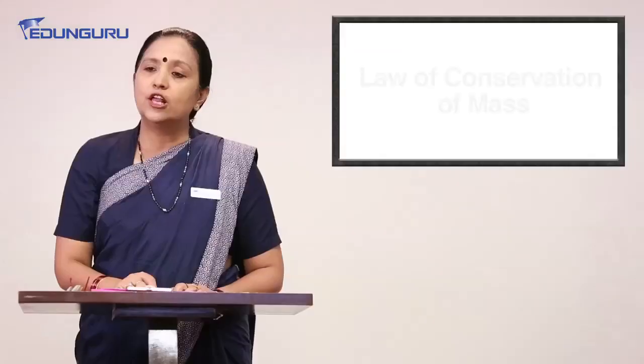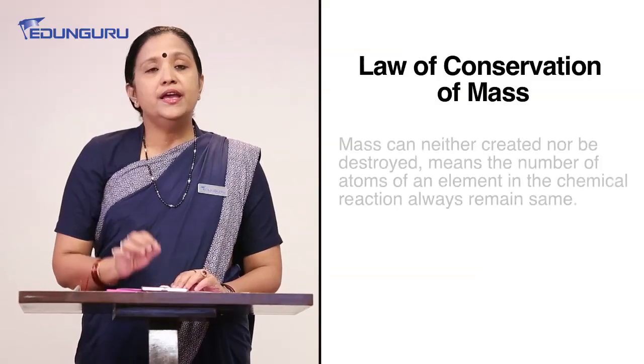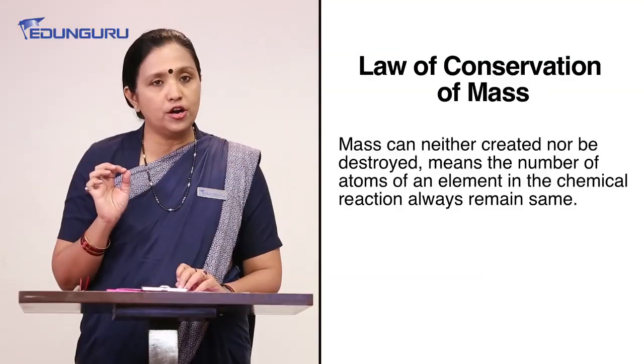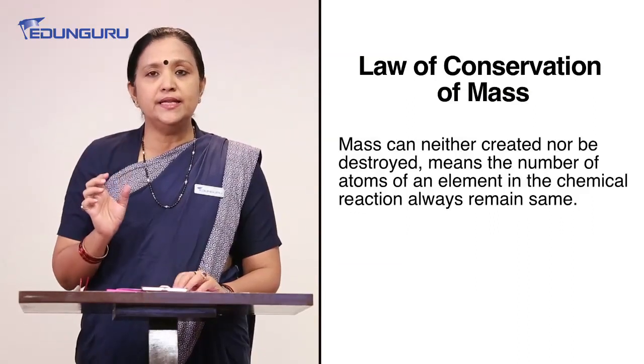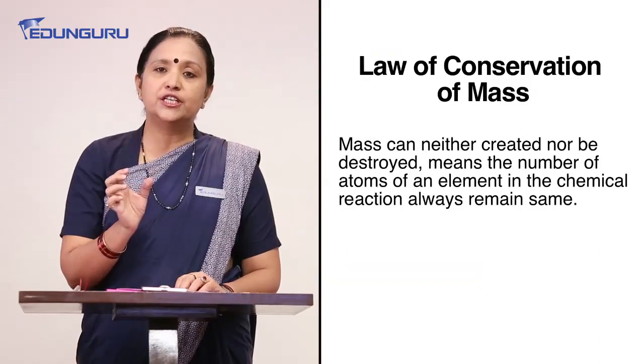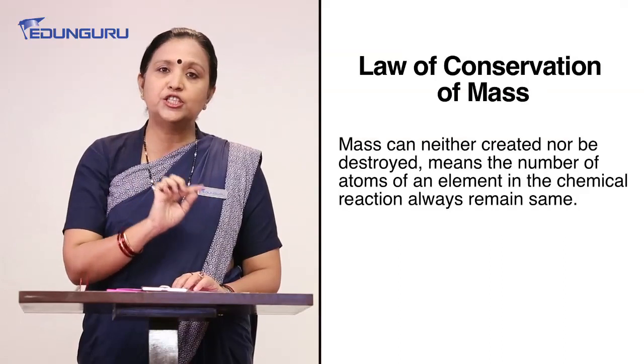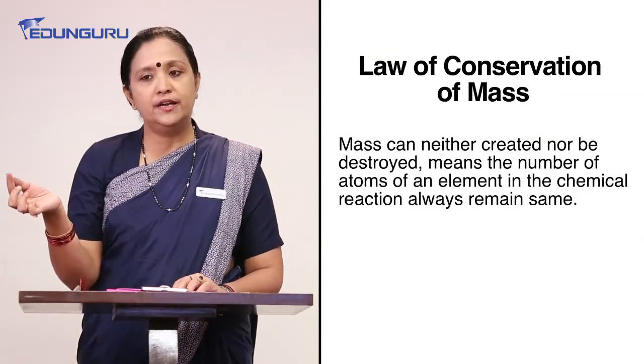Now, can anyone tell me, recall from the previous year, what is the law of conservation of mass? Mass can neither be created nor be destroyed in a chemical reaction. That is correct. In a chemical reaction, mass can neither be created nor destroyed. So that means the number of atoms of elements in the reaction have to always remain the same in the beginning of the reaction and towards the end of the reaction.